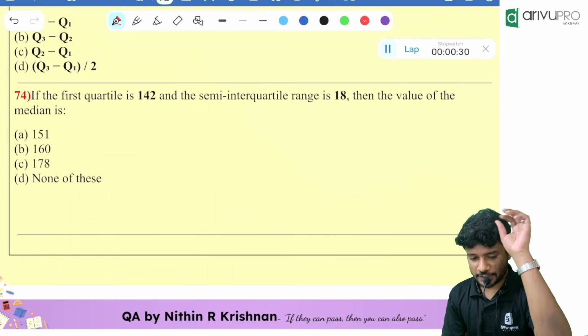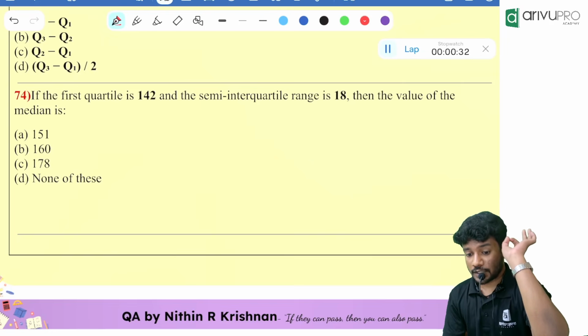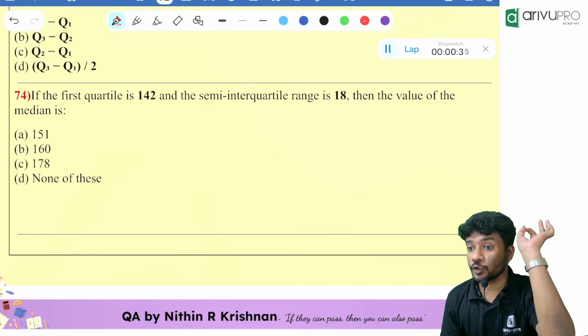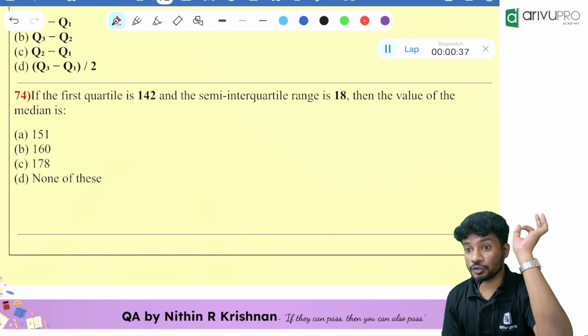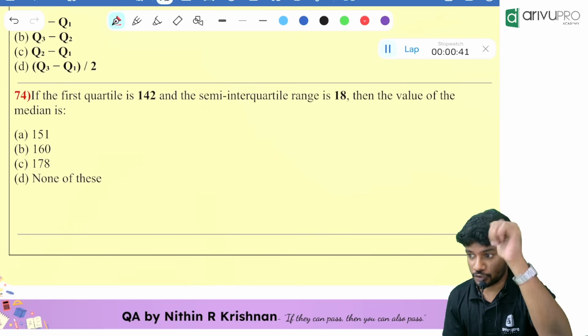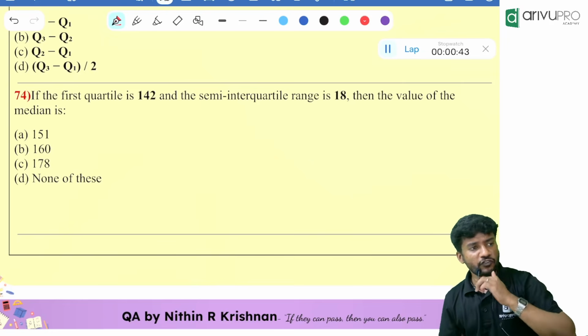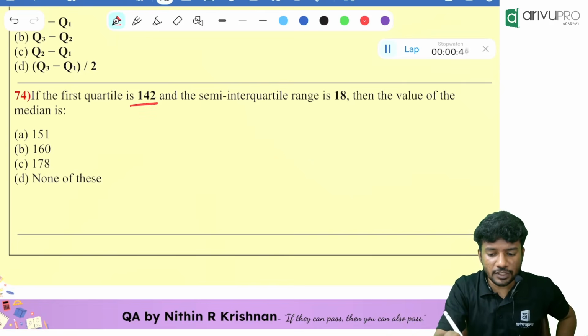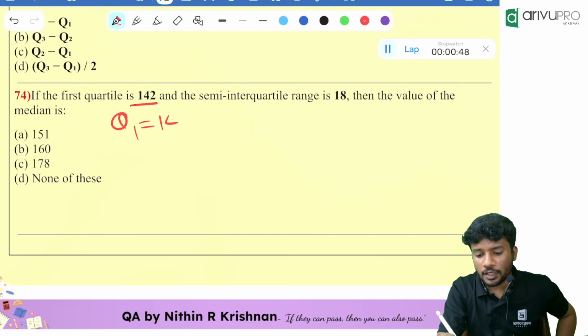Everyone, what is given? What are they asking? What do you know to find? How can you do it? Yes, Krishika, got the answer? Yes, good. Now, the first quartile is 142. That means Q1 is equal to what? 142.